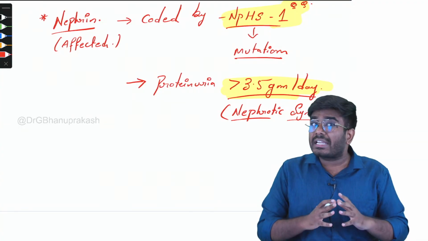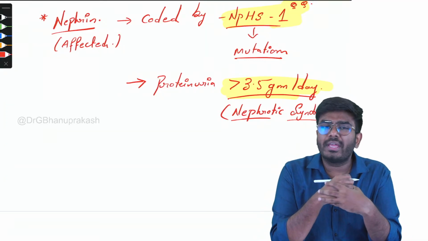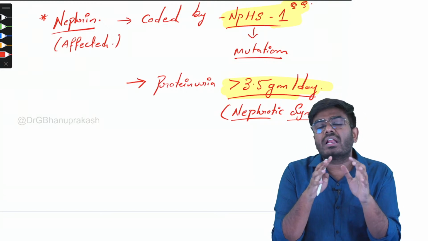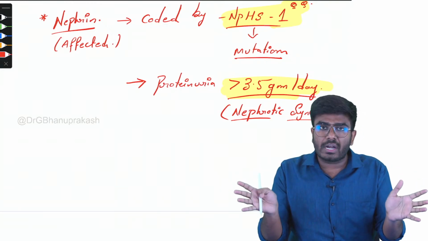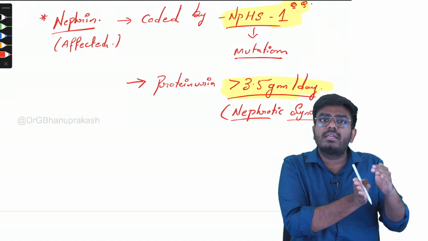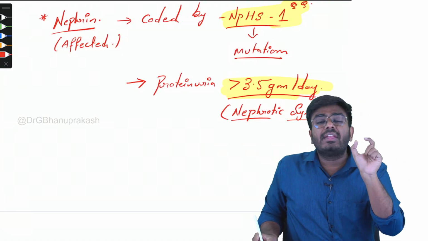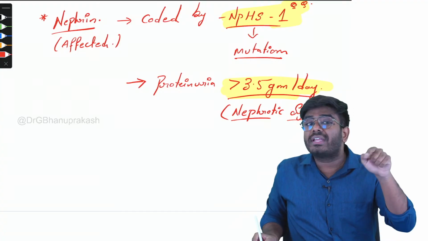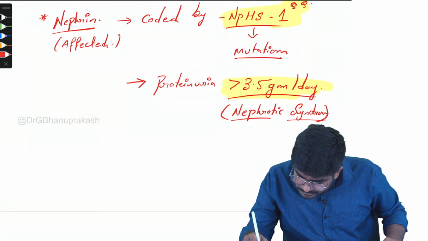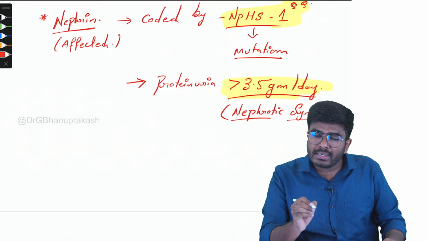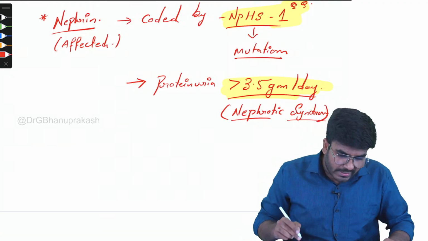Now comes the question. There are different types of nephrotic syndrome. Nephrotic syndrome is not one disorder. It is a spectrum. There are many diseases which come under nephrotic syndromes. So can you tell me, a defect in nephrin will cause which type of nephrotic syndrome? Anyone? A defect in nephrin will cause which type of nephrotic syndrome?